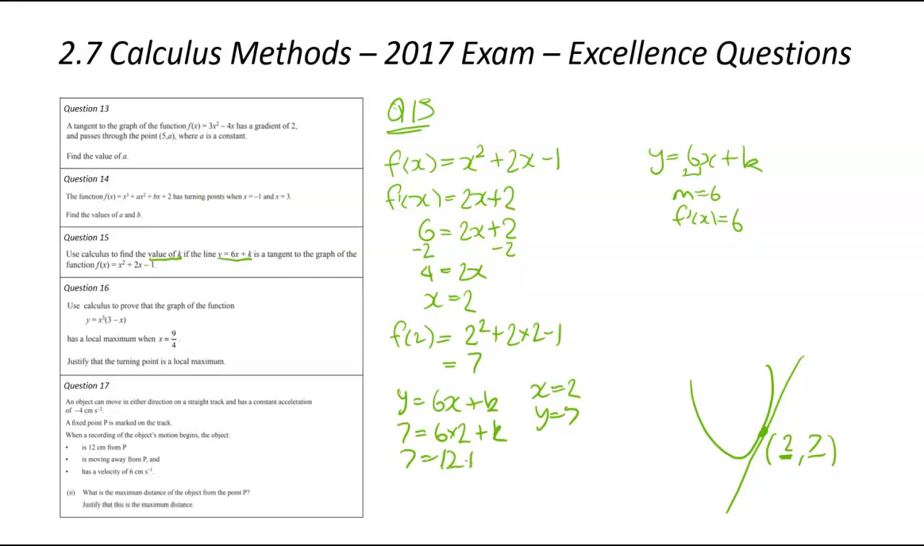7 equals 12 plus k, minus 12, minus 12. k is equal to minus 5. And that's all we've been asked to do: we've been asked to find the value of k. If you're asked to find or state the whole equation, make sure you do that separately. But there you go, k equals minus 5.